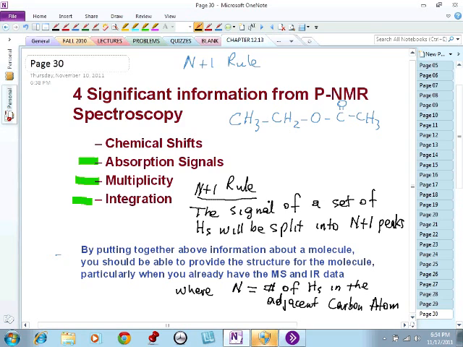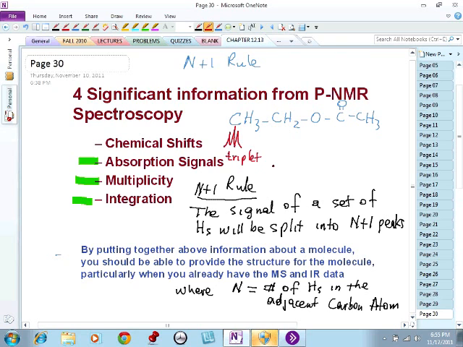So according to the N+1 rule, the signal of this methyl group, this set of hydrogens, will be split into three, because this methyl group, these three hydrogens here, are looking at only two hydrogens. Think of this as looking at, they see these two hydrogens. Similarly, these two hydrogens here, what do they see? They see this hydrogen. But this hydrogen here does not see this hydrogen. So the multiplicity of this methyl group will be what we call, let me change the color of my pen, a triplet. We call that a triplet.